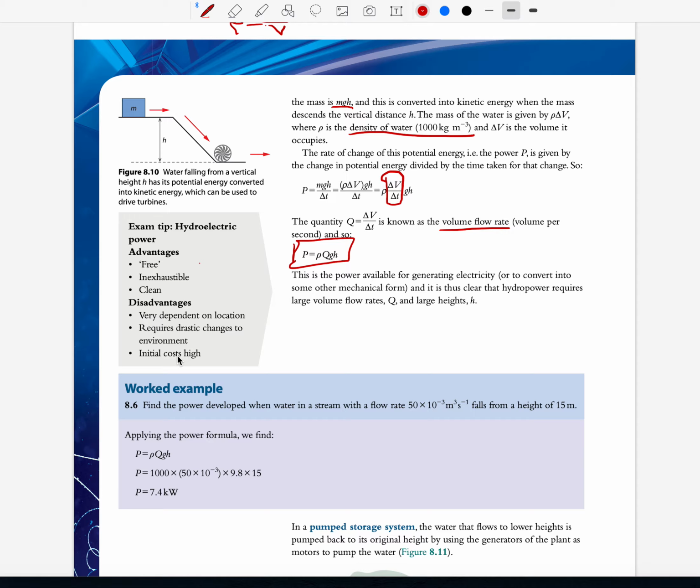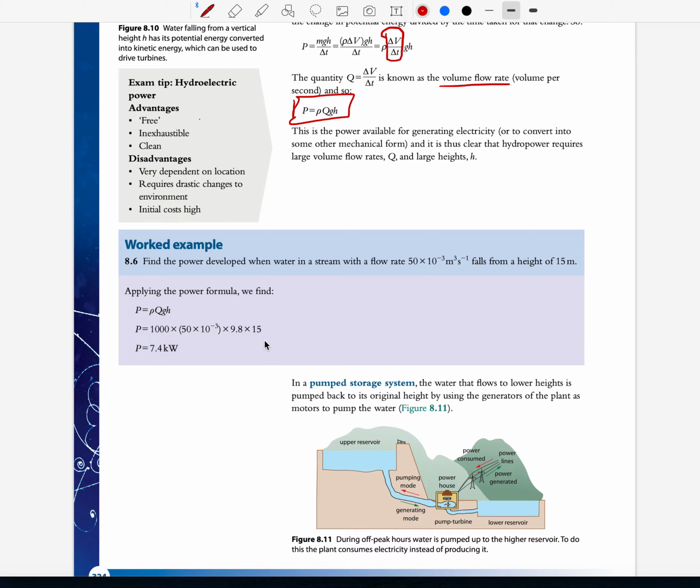Disadvantages: you need high initial cost, you need a dam there. And this may imply changes to the environment. So it depends on location, whether you have this big reservoir of water. Very easy example here, just application of this expression.